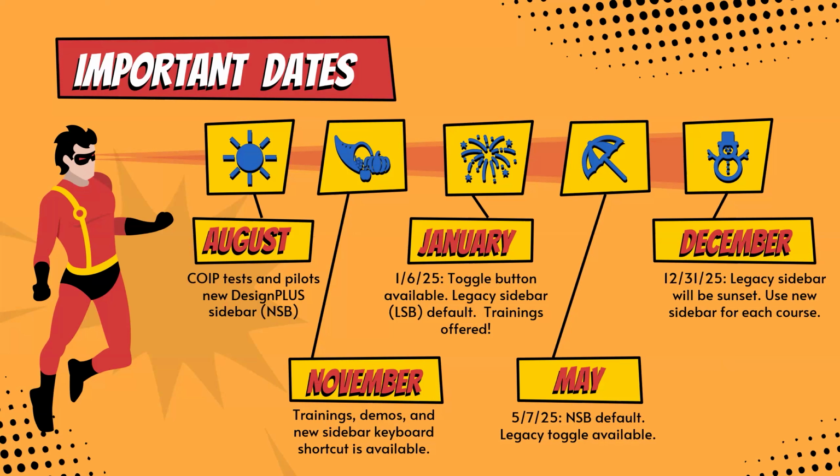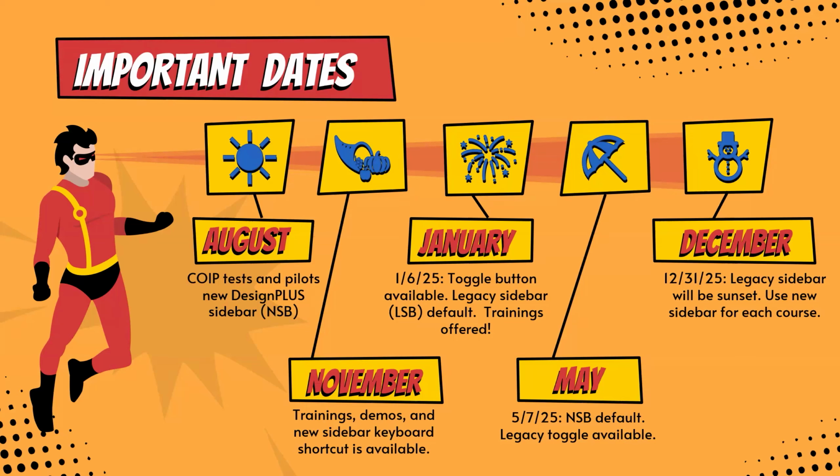All right, so I'll just go over the basic time frame, if you're curious, as to the legacy sidebar phase out to when it's going to be sunset and when you have to use the new sidebar. So this fall, COIP has been testing and piloting the new sidebar in our courses. And we've been conducting trainings, doing some posting and emails just to get the news out about the January 6th rollout day. So next spring the new sidebar will be available. Right now, today, I will give you a shortcut on how to open the legacy sidebar or the new sidebar to test it out before January.